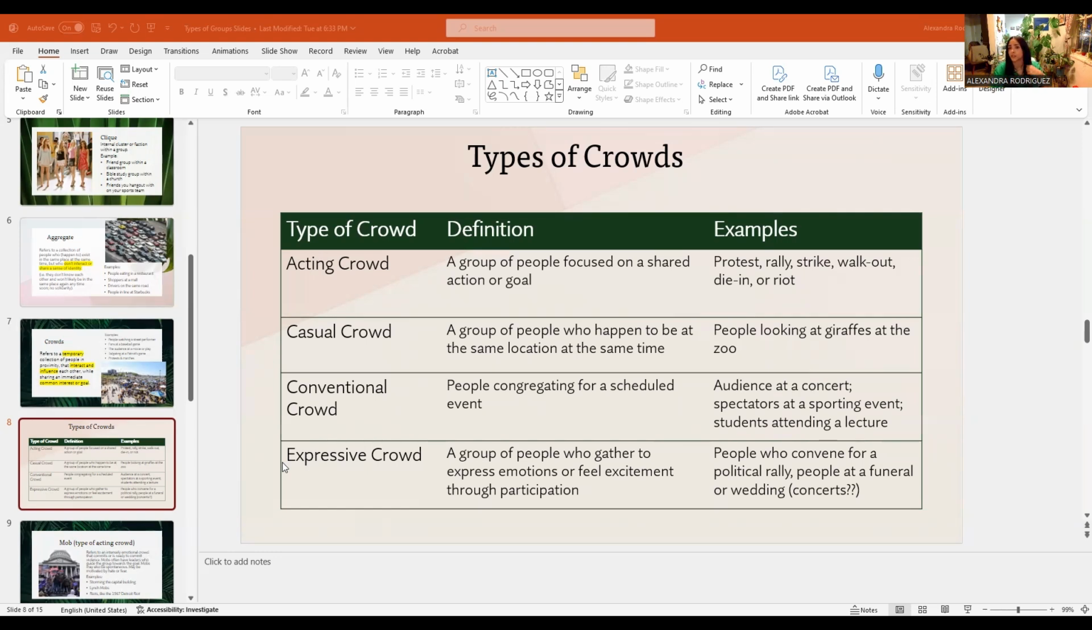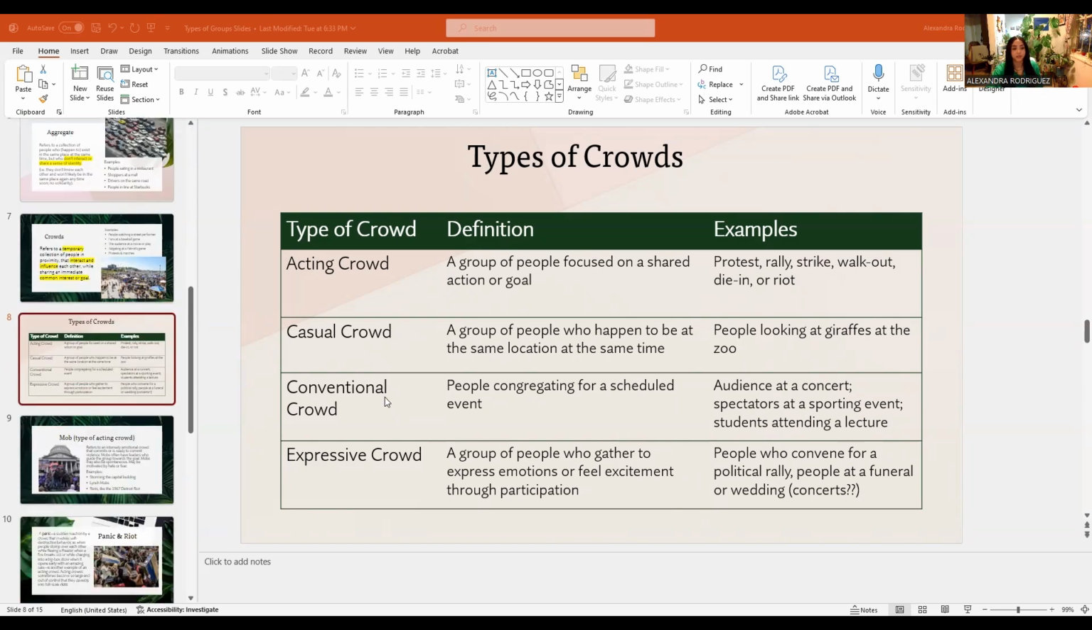I put concerts in question marks here because I don't know that typically a concert would be classified as an expressive crowd, but I want to speak to the subjectivity of it. For me, I think that concerts are expressive crowds. Maybe not all of them, but I've been to some concerts where there is collectively a lot of emotion going on, and it feels almost like a spiritual experience. So again, different examples might fit into different groups for you. Use your perspective, experience, and knowledge to assess that yourself.